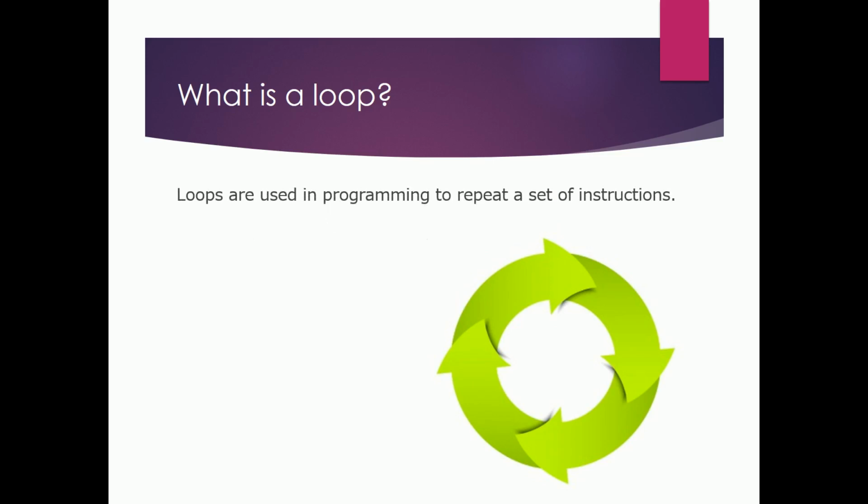Loops are used in programming to repeat a set of instructions, and there's two different types of loops that we can have. So there's an infinite loop that goes on and on and will never end. And then there's a conditional loop that will repeat until a certain condition has been met. Now that could either be a number of times that the loop has occurred or a Boolean evaluation like what we did with if statements.